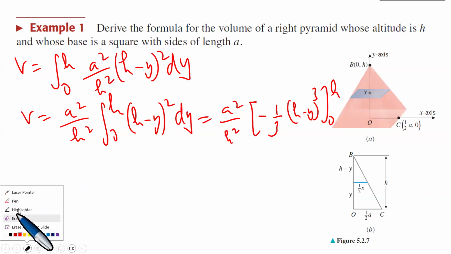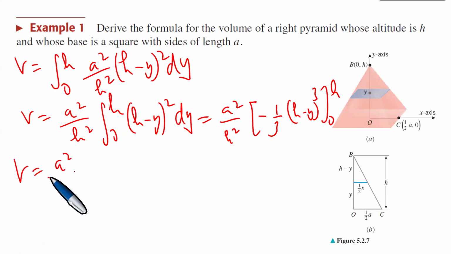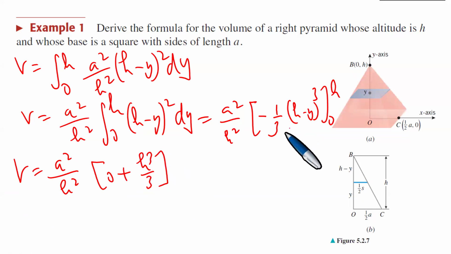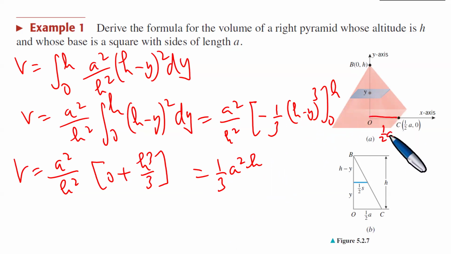Let's just continue. It's A squared over H squared, so you continue with 0 plus H cubed over 3. If you substitute, it's H cubed over 3, and this is 1/3 A squared H. You can see the distance from here to here is half A, and from here to there is another half A. So in the end, the volume of a right pyramid is 1/3 the area of the base, A squared, times the height H.